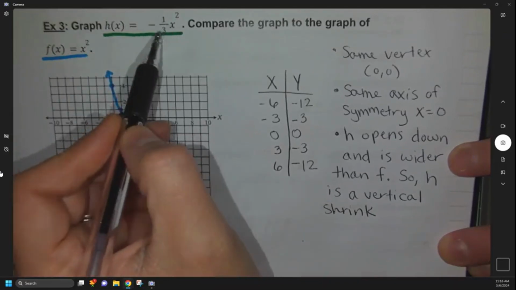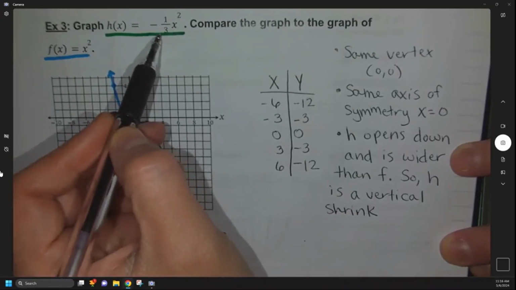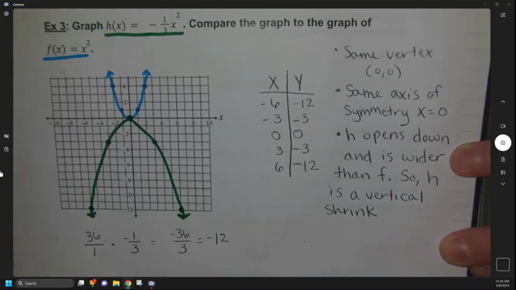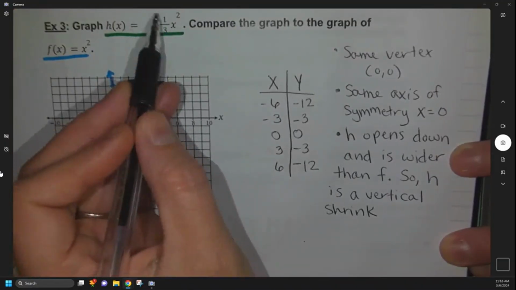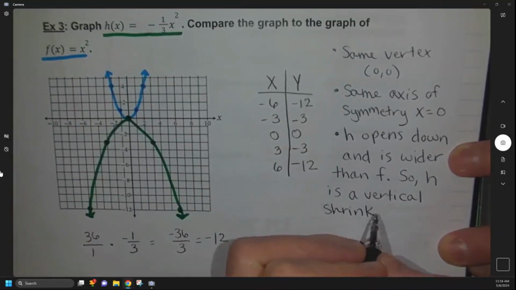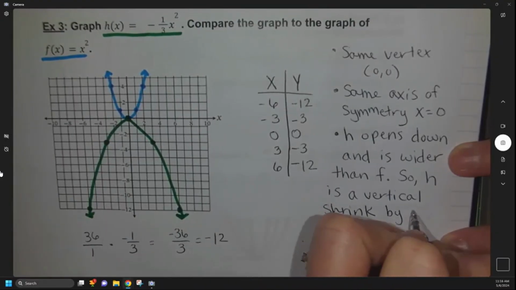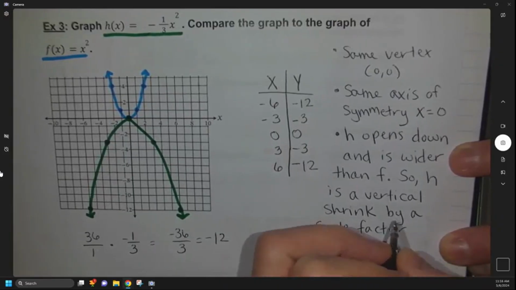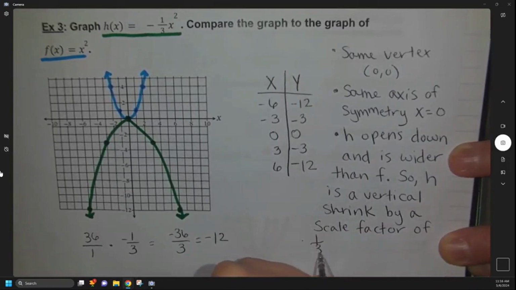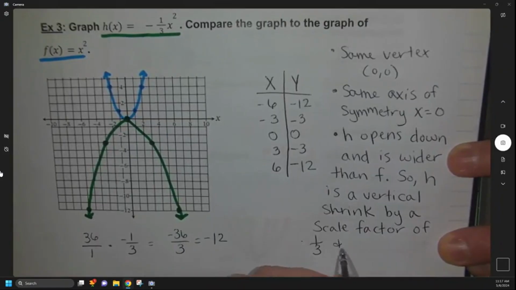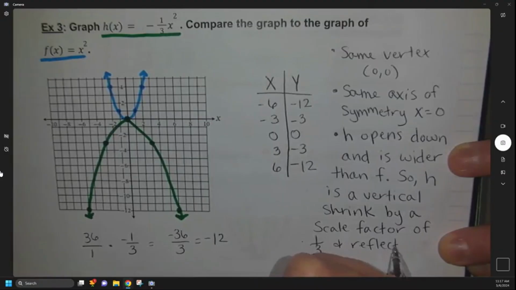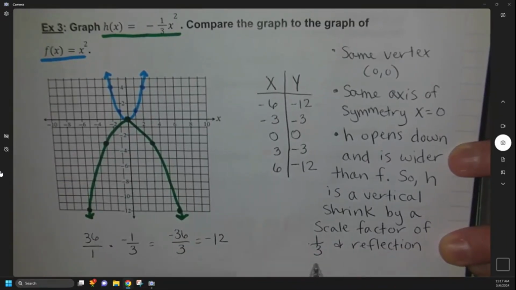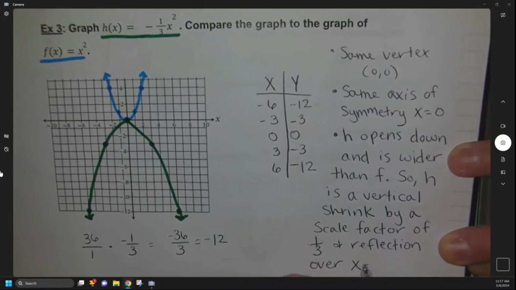Another way to tell that is notice that this is a fraction. When we had our vertical stretch in example 2, we had a 2x, which was a whole number. It was greater than 1. And here we've got a number that's less than 1. And so that's going to give us a vertical shrink, and the scale factor of 1/3. And it's a reflection. So notice that we flipped it over the x-axis there. So reflection over the x-axis of graph f.